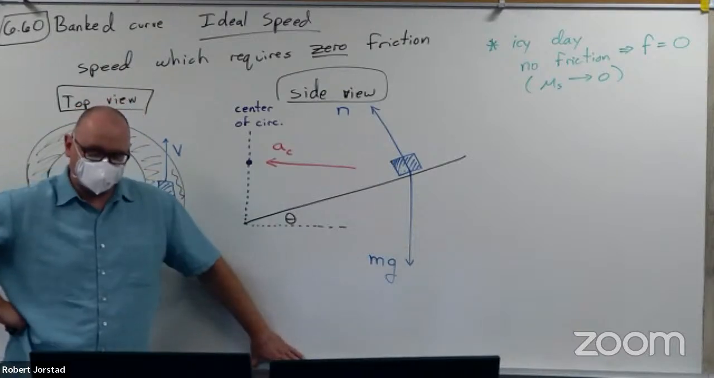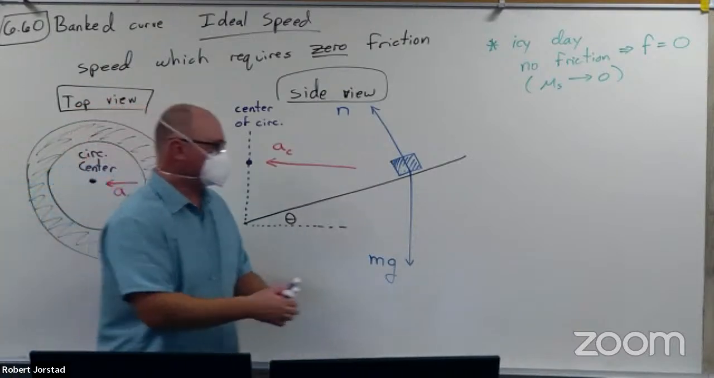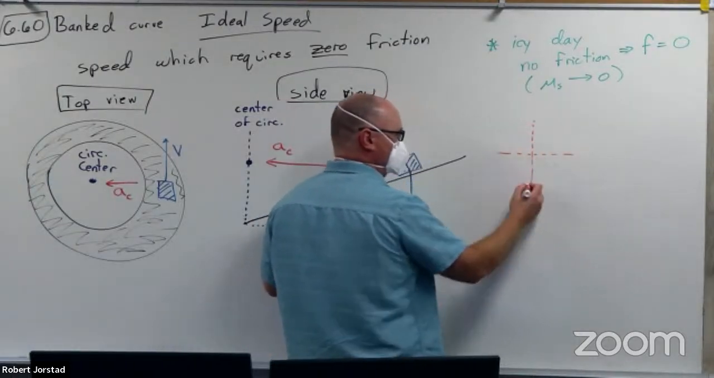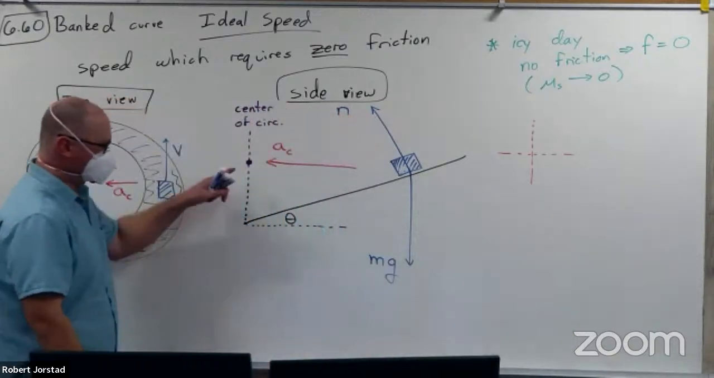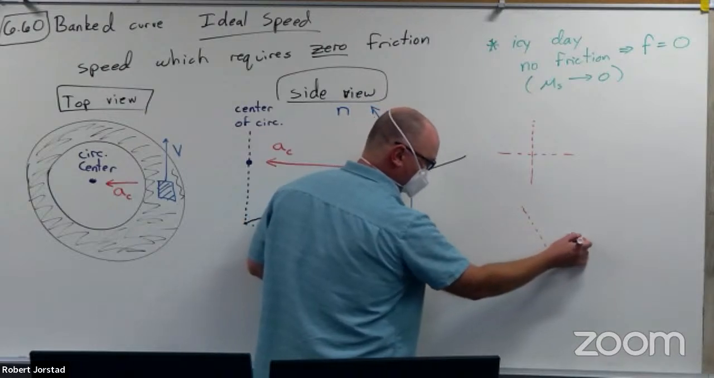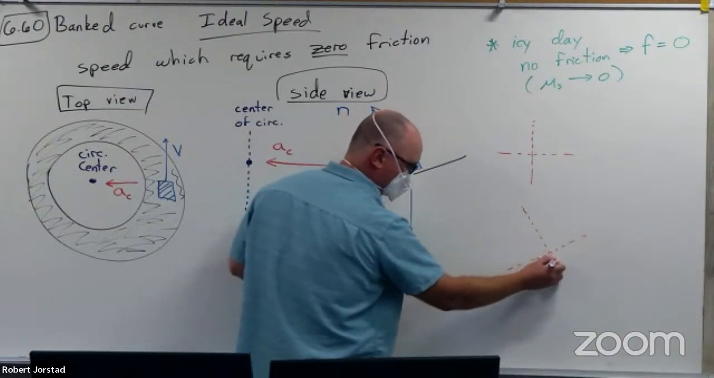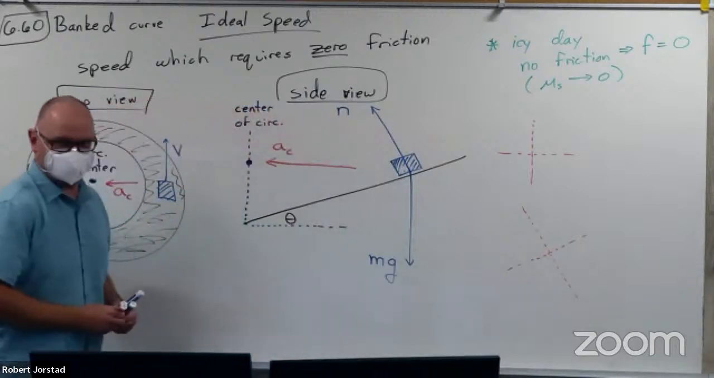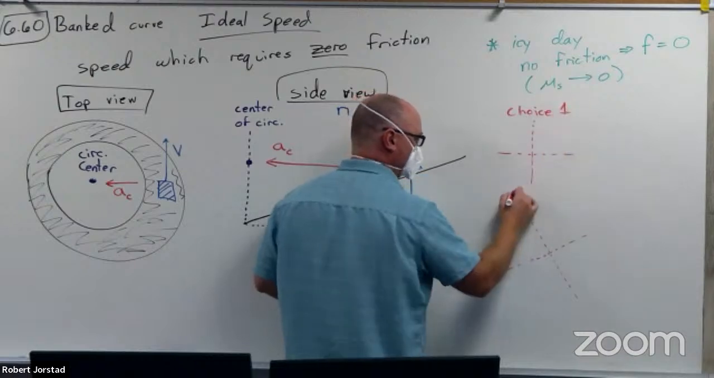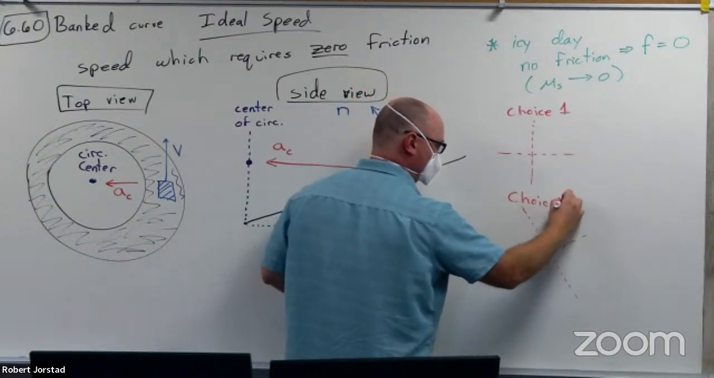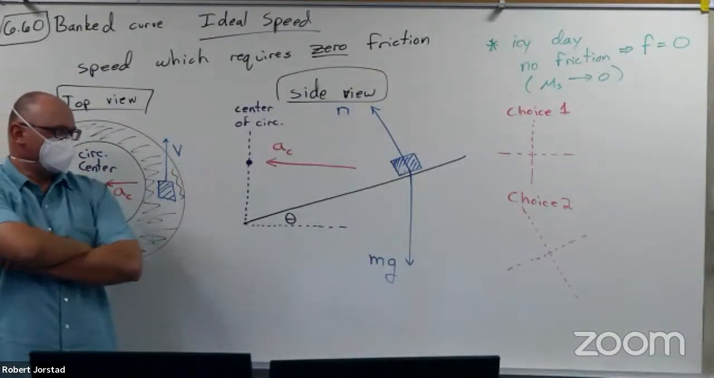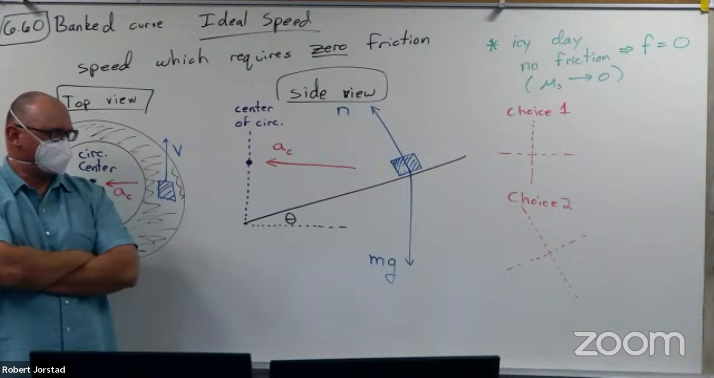We have two choices of coordinate system. One of them is our standard kind of up, down, left, right. The other one that we do for these is parallel to the plane and perpendicular to the plane, like this. We have two choices. Choice 1, choice 2. Now, which one do you think is the best for this problem, in your opinion?